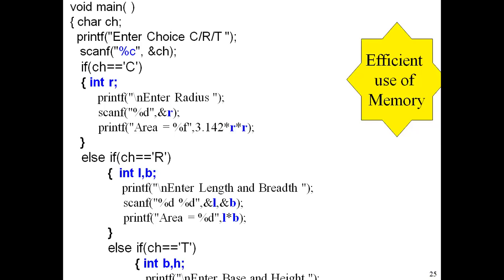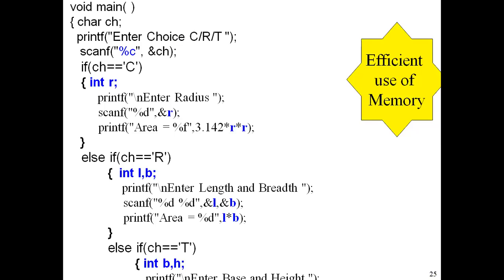So what is the advantage you see here? We have achieved readability plus we are using memory efficiently. What do you mean by using memory efficiently? If the choice is C, we use only one variable. If the choice is R, we use only these two variables. If the choice is T, we use only these two variables. So we are using only the required variables.